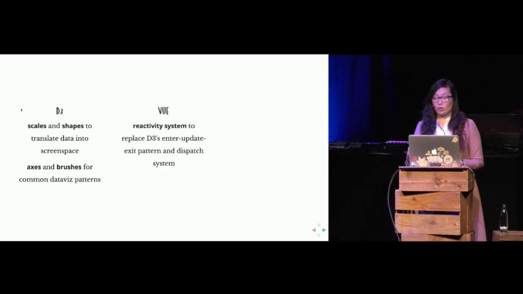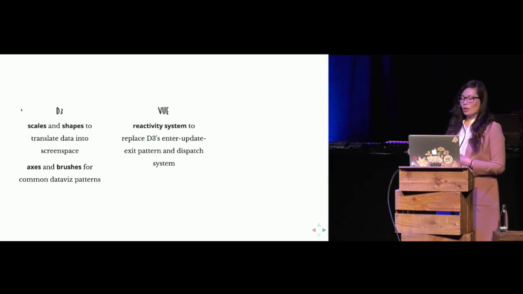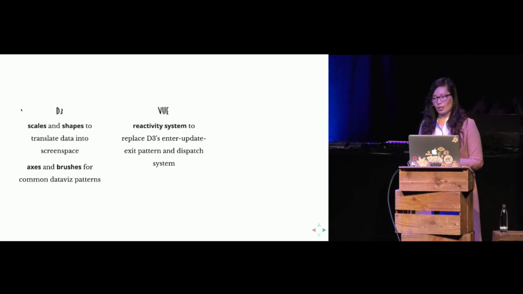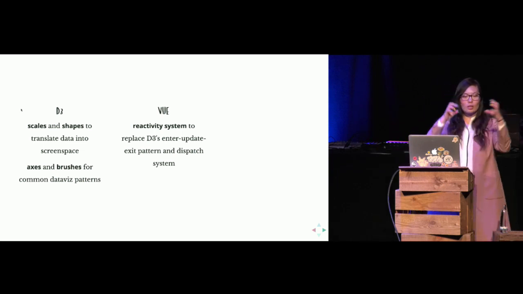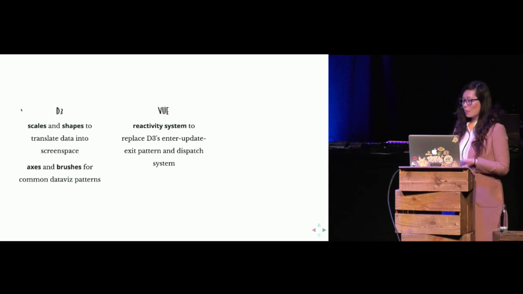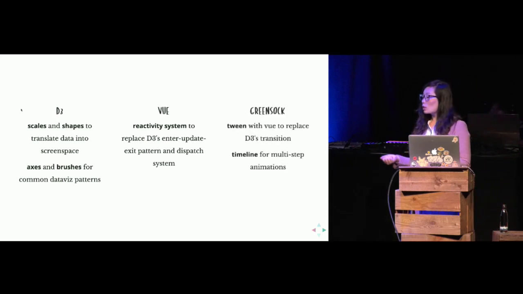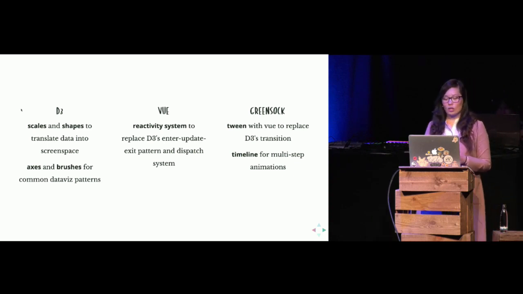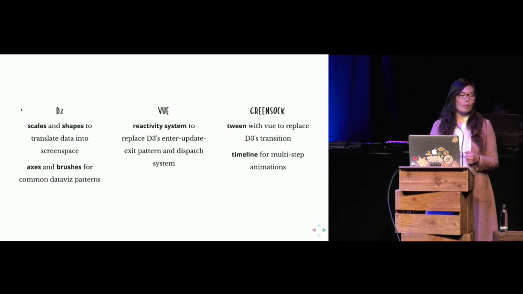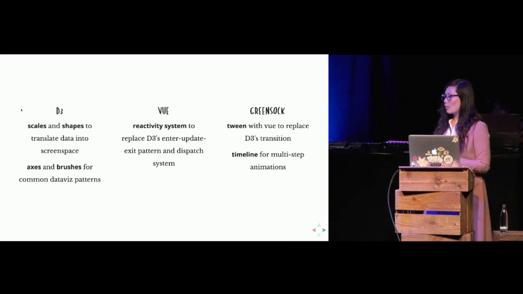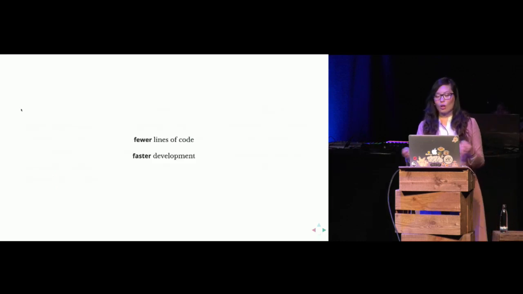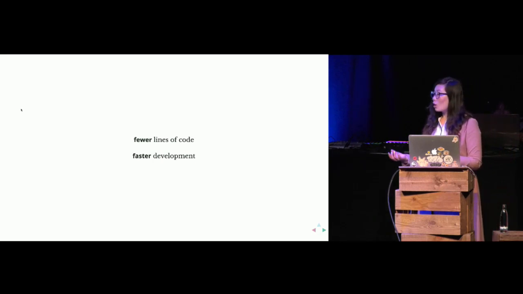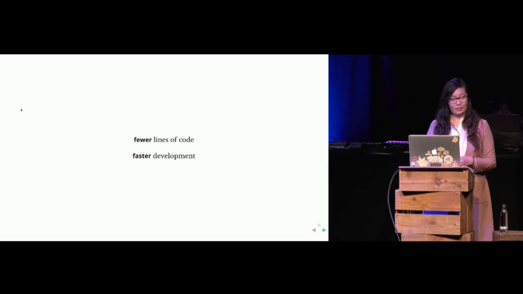And I like to use Vue for their reactivity system to replace D3's enter, update, exit pattern, as well as the dispatch system so that I can hook up different parts of the page and make them interact with each other. And finally, I like to use GreenSock's tween with Vue to replace D3's transition and to use timeline for more complicated multi-step animations. And all three of these together, I've found, have led to fewer lines of code and faster development for me.